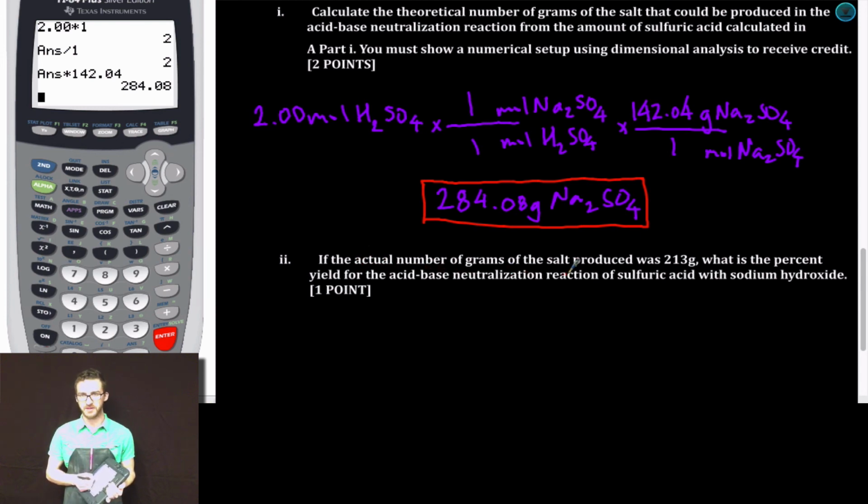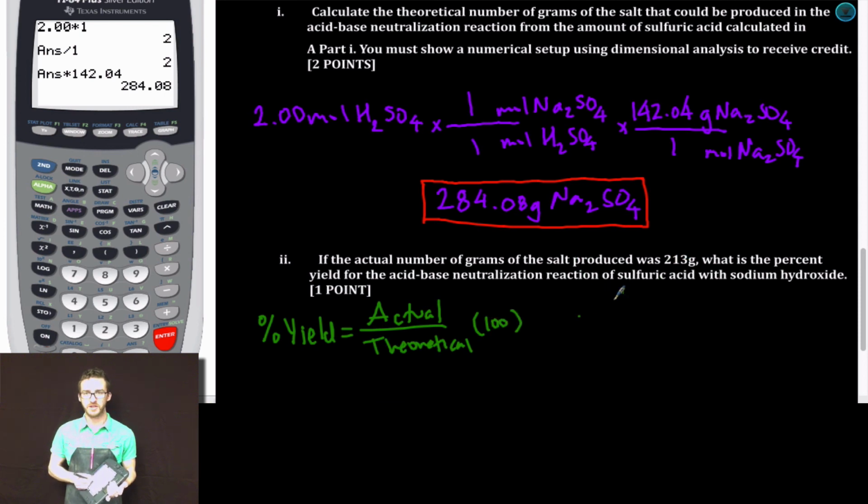Subpart II. If the actual number of grams of the salt produced was 213 grams, what is the percent yield for the acid-base neutralization reaction of sulfuric acid with sodium hydroxide? Alright, let's recall that percent yield is equal to actual over theoretical times 100. We're told in the question that we produced 213 grams of the salt, but theoretically, we should have made 284.0. Whoa, my sig figs here are crazy out of control. Be 284 to the correct number of sig figs. So theoretically, I should have 284 grams.